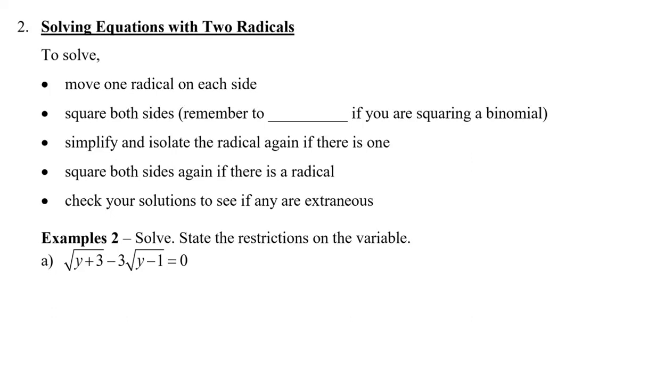In this video, I'm going to show you how to solve equations that have two radicals. Now, we know that when we square a radical, the radical disappears. It gets canceled off. So what we want to do is to move one radical on each side so that when we square each side, the radical will disappear. Now, remember to distribute or FOIL if you are squaring a binomial.